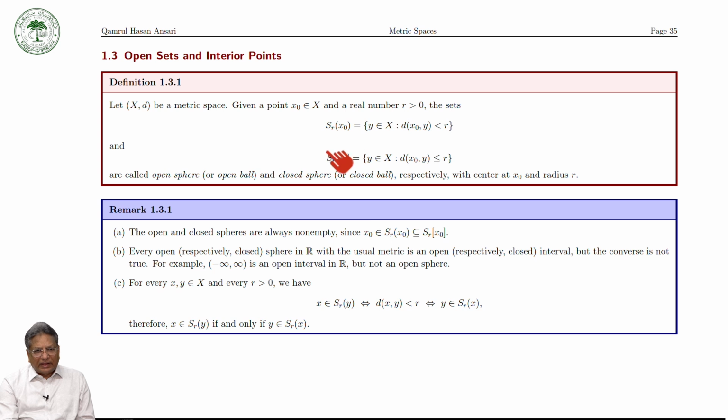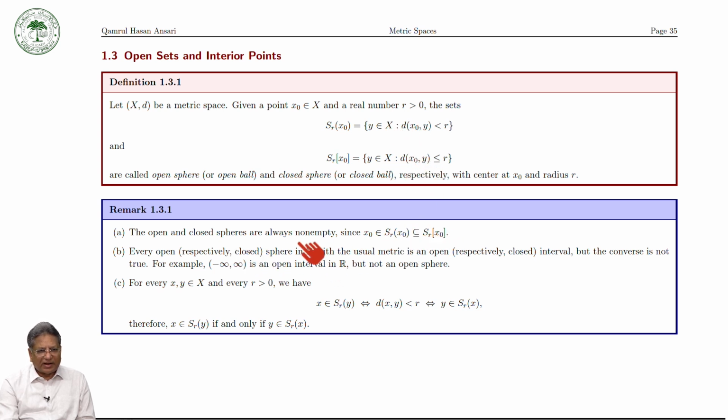So they are always non-empty, as x0, the center, always lies in the open ball, and the open ball is always a subset of the closed ball. You can see here are all the points y such that this is less than r, and here it is less than or equal to r. So naturally you can see that this is a subset of this set. So here we get this one.